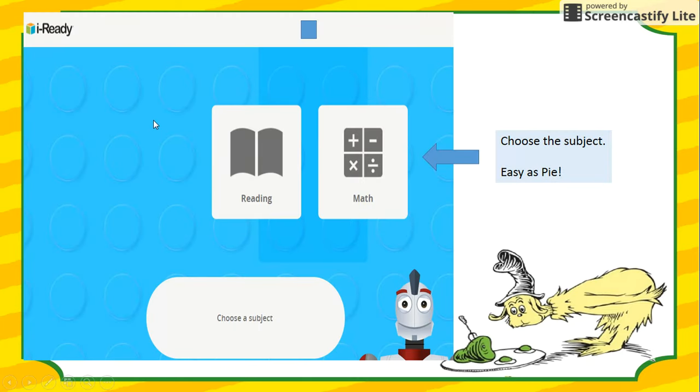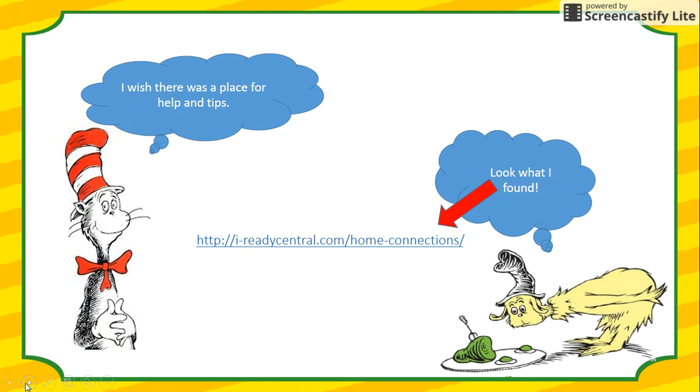So once you are all logged in, you will see a screen that looks like this. You will choose the subject. So on Tuesday, you will be completing your math. So you will choose math. And then once you click that, it will begin your diagnostic assessment. And then you will keep working until you finish. And the next day, which will be Wednesday, you'll come back in to the same website, log in, and do your reading. So by the end of the week, you'll have both assessments complete.